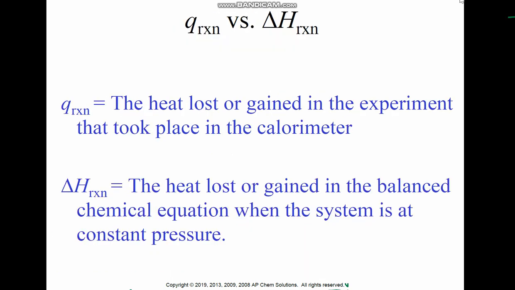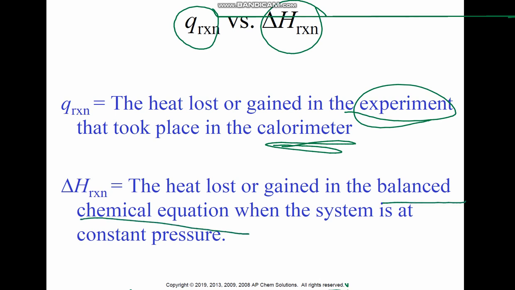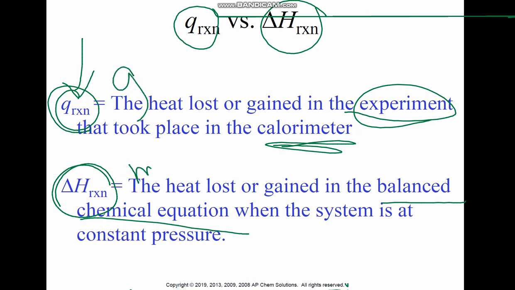So when we talk about the difference between the Q, or the heat of the reaction, and the delta H, or the change in enthalpy of the reaction, it's a little bit different. The Q is the heat loss or gain in an experiment. Okay, so we're talking experimentally here with a calorimeter. Whereas the delta H, we're actually talking about the balanced chemical equation. So when we talk about the Q of the reaction, we're using numbers that we get from measurements. Generally, we're going to put grams in here, and we're going to put moles in here. That's where your big difference will be.